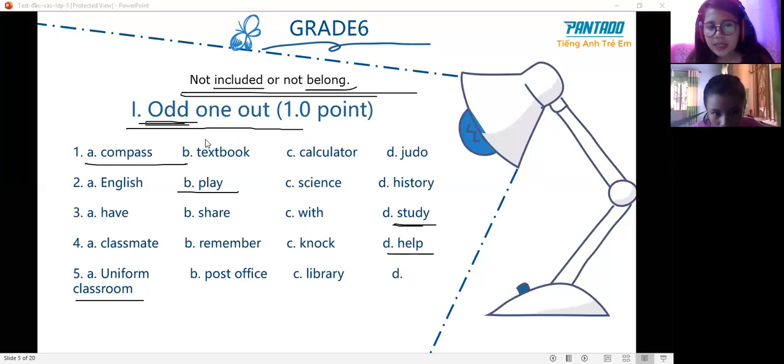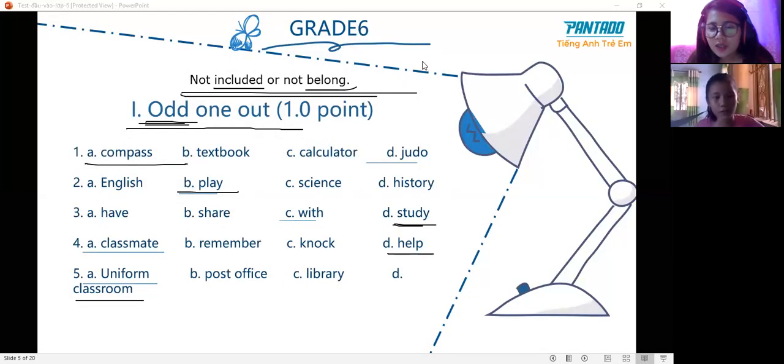Okay, in number one, the word that is not belong to the group is judo. Okay, judo. Letter D. In number two, the word is not belong to the group is letter B, play. Very good, because the other words are a subject. Okay, in number three, the correct answer is with, not study. This is the correct answer. In number four, the correct answer is classmate. And number five, the correct answer is uniform.